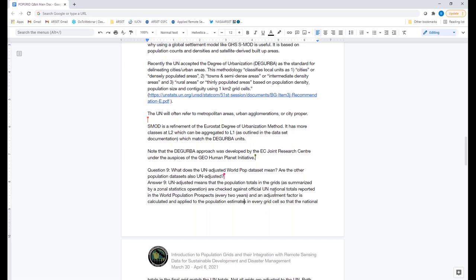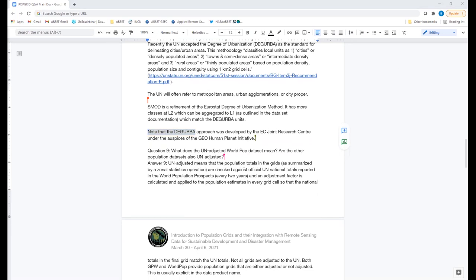And I'll just add, as I just typed in, that the accepted degree of urbanization approach was actually developed by the European Commission's Joint Research Center, which is our partner under the Geo Human Planet initiative, and uses the data that was developed jointly between JRC and CDAC.